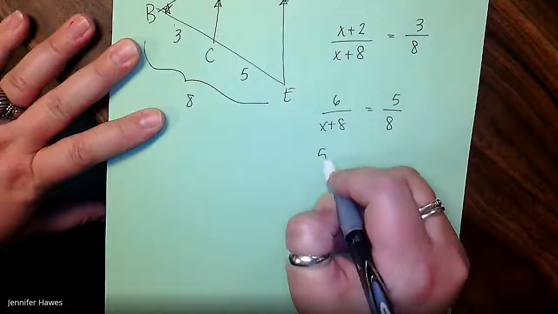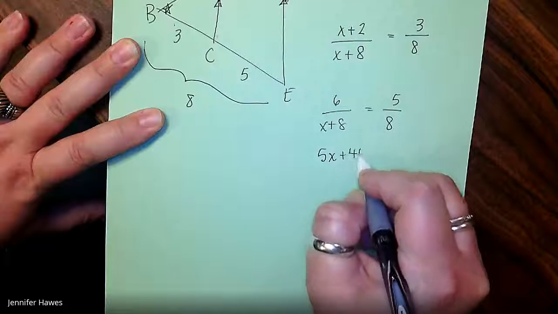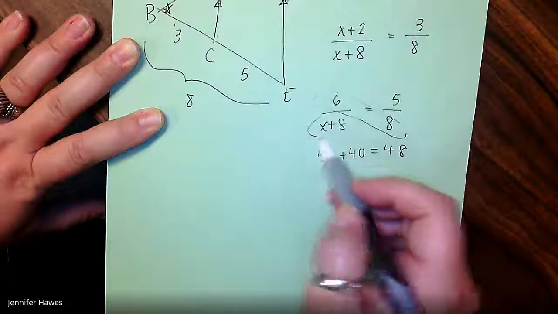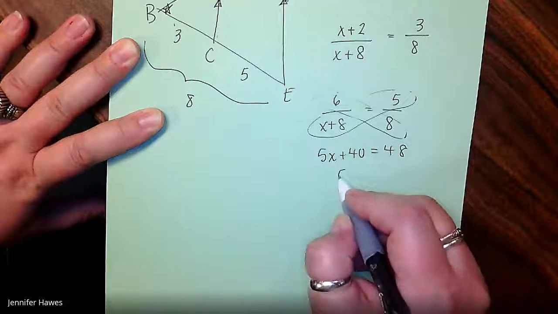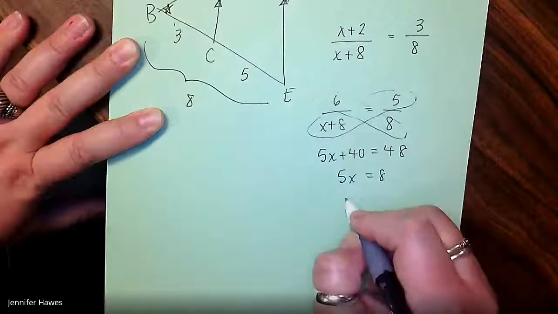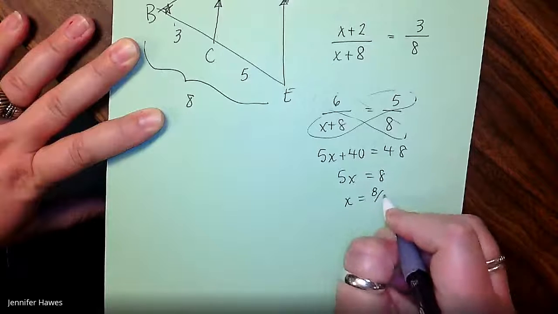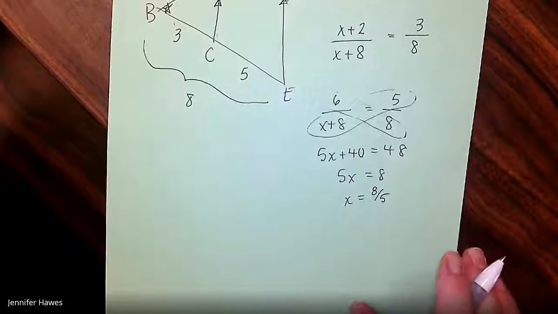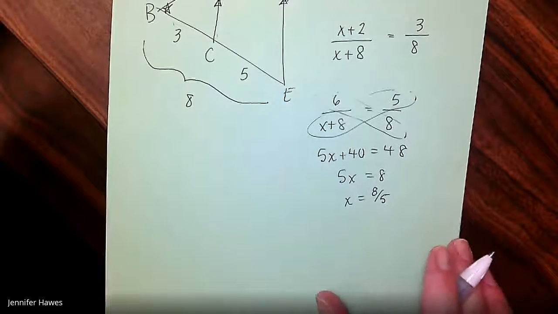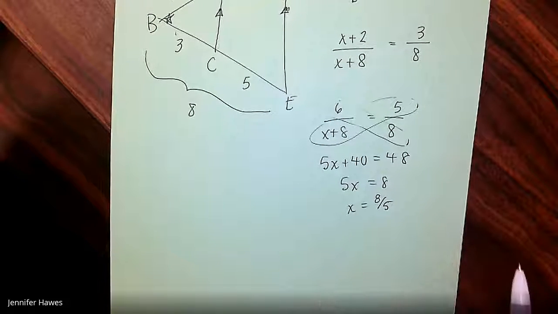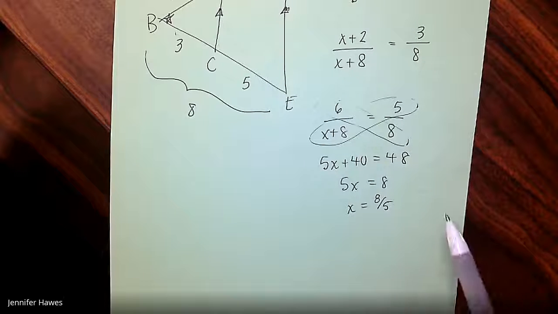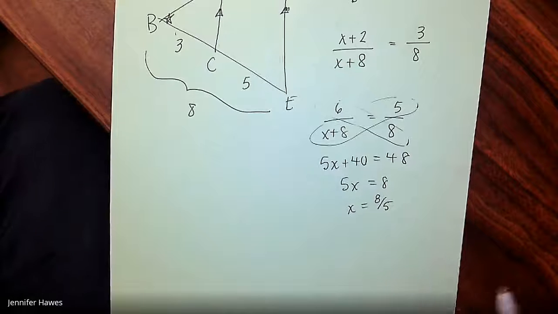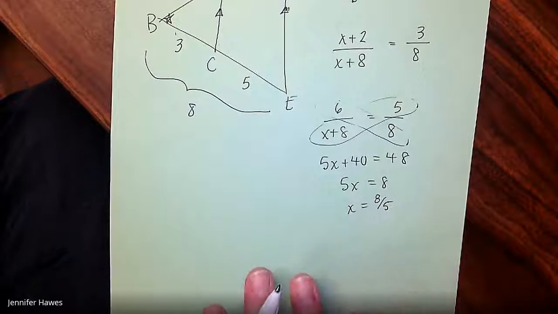So I got 5x plus 40 equals 48. So remember, I'm just cross multiplying. If I subtract 40, I get 5x equals 8, so x is 8/5. So it's 1 3/5, 1.6. Okay, so it doesn't matter which one I do. All of these will give me 8/5. You can try them all out. I don't advise it because I know they will.